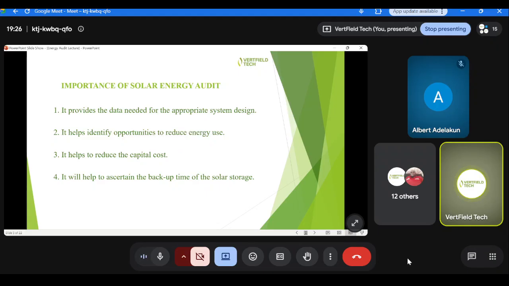So you also have the importance of solar energy audit. It provides data needed for the appropriate system design. It helps identify opportunities to reduce energy use. It helps to reduce the capital cost. It will help to ascertain the backup time of the solar storage.